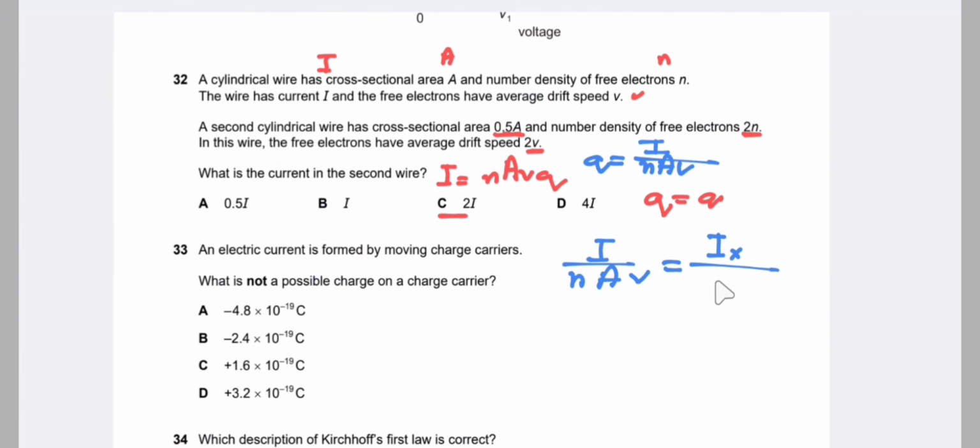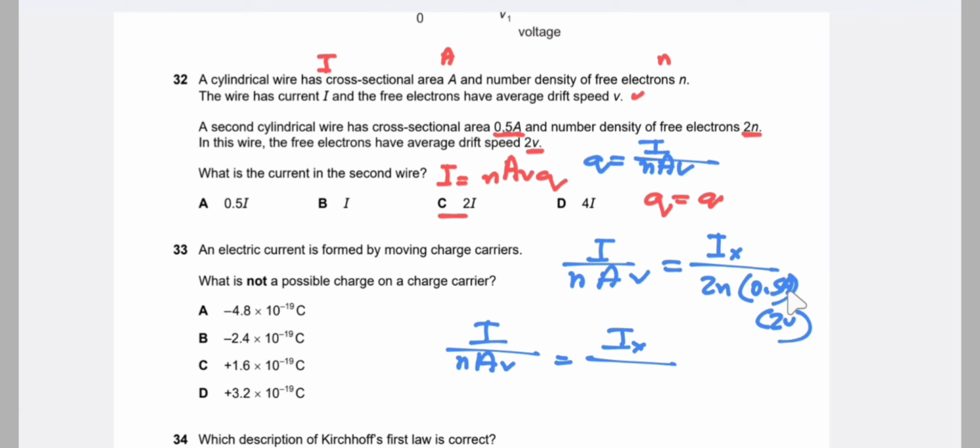The number density is 2N, the cross-sectional area is 0.5 A, and the drift velocity is 2V. So what is the value of Ix? To find it, we need to simplify. I by NAV is equal to Ix by 2 into 0.5 into 2 NAV, that is 1 into 2 NAV. NAV and NAV cancel, and so Ix is equal to 2I. So the answer is 2I.